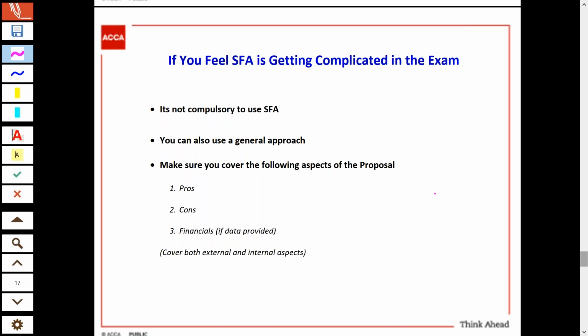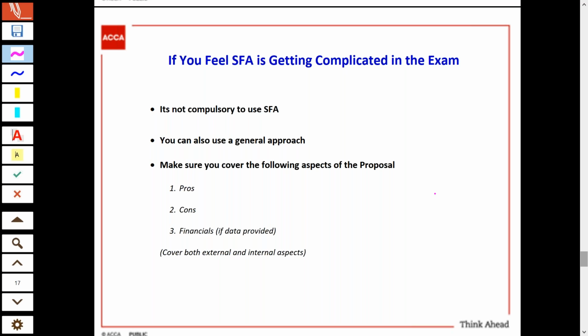Now, one thing, sometimes your SFA may get complicated. No problem. I can give you an example. In one of your specimen questions, the company was considering two options. They said that they are reviewing their future strategies, and there are two strategic options which they have on the table, and both options are mutually exclusive, which means that they can either select one out of two and let go of the other.